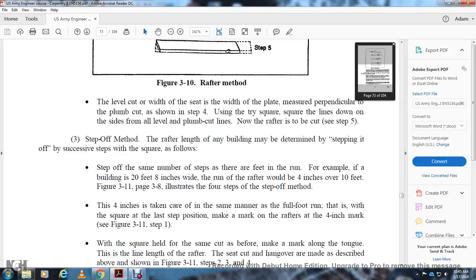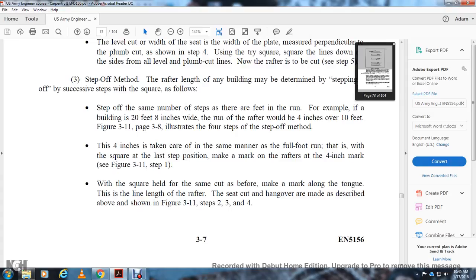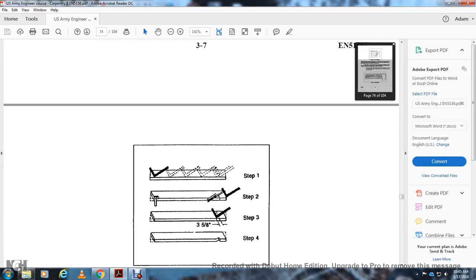Illustrate the 4 step of the step off method. 4 inches is taken care of the same way with a full foot run, within the square, and the last step of the position may mark the rafters with a 4-inch mark, figure 311 in step 1. The square is held with the same cut as before, marking along the tongue the length of the line, the length of the rafter. The seat of the cut, hangover is made with the scribe above, shown in figure 311 in step 2, 3, and 4.